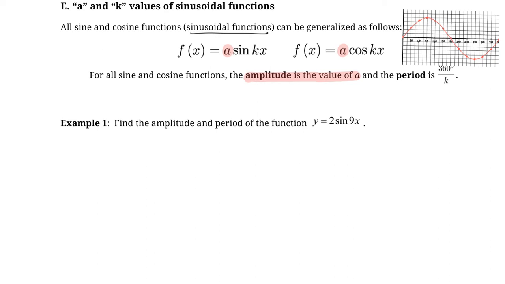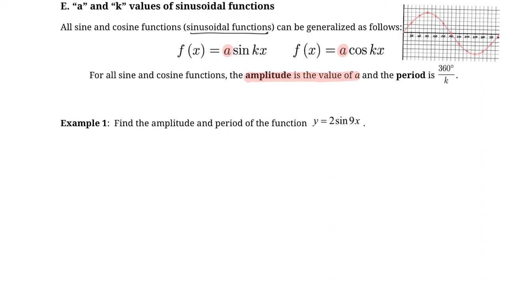So for instance, if our a value is 2, we're multiplying 1 by 2, which also increases our amplitude to 2. So for whatever value a is, that is, in fact, our amplitude. Now the value of k, and this is the number that is within your sine or your cosine function, is going to affect your horizontal stretch or compression, and it also affects a horizontal reflection, and this is a reflection in the y-axis.